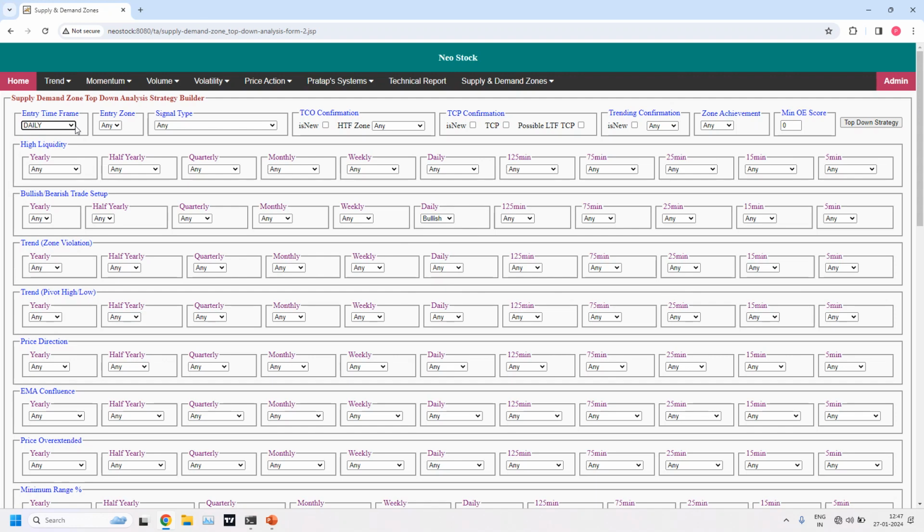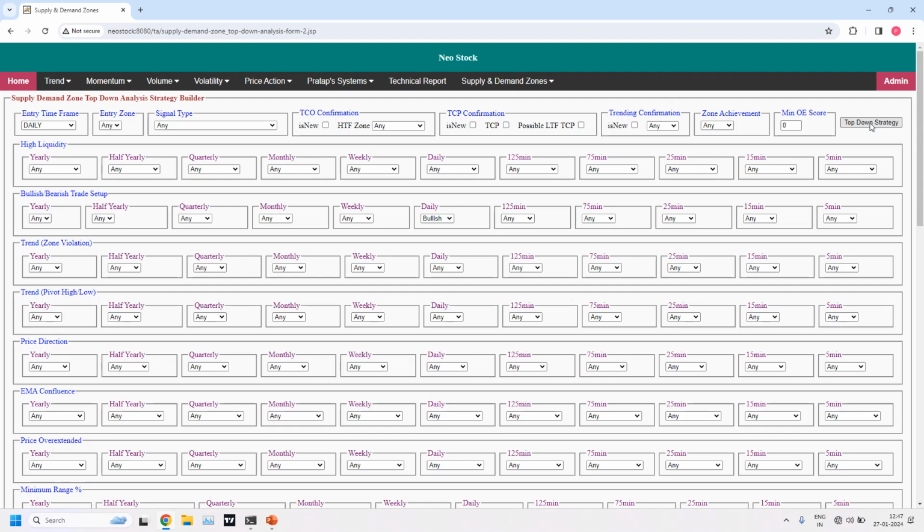What is the difference? This time frame indicates the zones you want to display on the screen. The daily time frame related demand zones and supply zones will be displayed. And here this daily indicates the bullish trades search for the daily time frame will be performed in the search operation. Now let me click on this top down strategy button. That means I want to filter the stocks that support only a bullish trade setup.